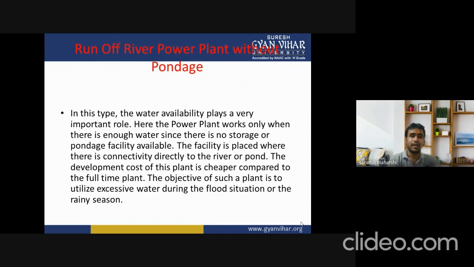In these types, the water availability plays a very important role. Here, the power plant works only when there is enough water, since there is no storage or pondage facility available. The facility is placed where there is a connectivity directly to the river or pond. The development cost of this plant is cheaper compared to the full-time plant. The objective of such a plant is to utilize excessive water during flood situations or the rainy season.